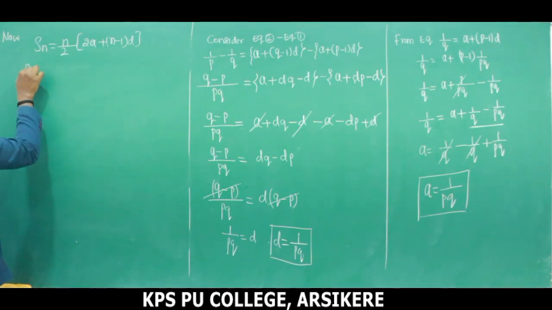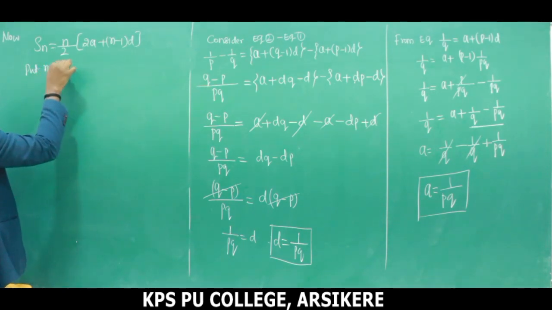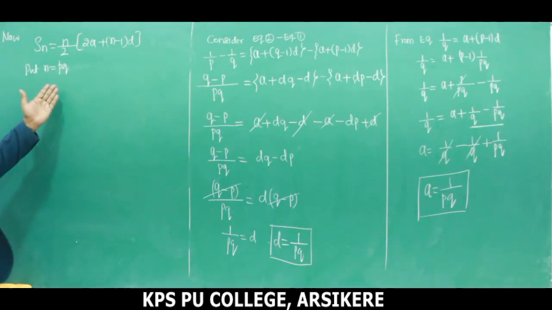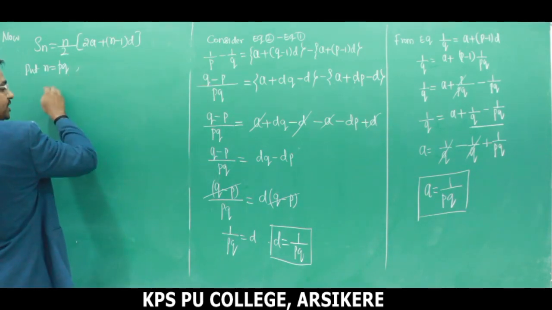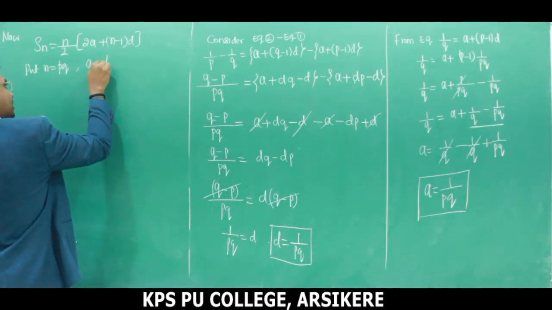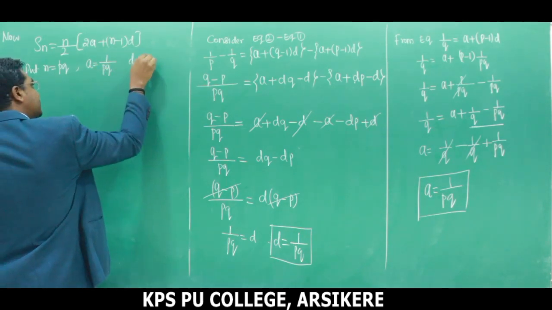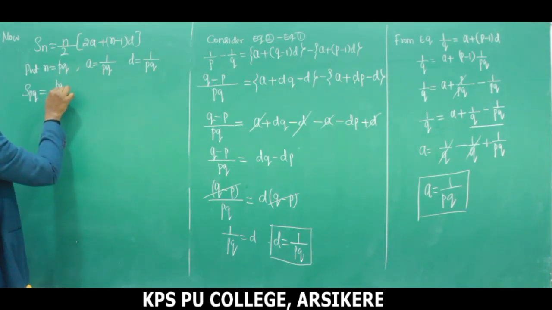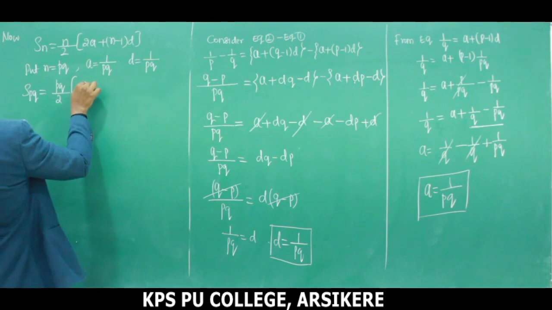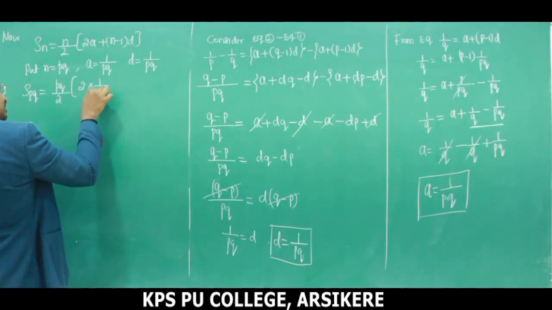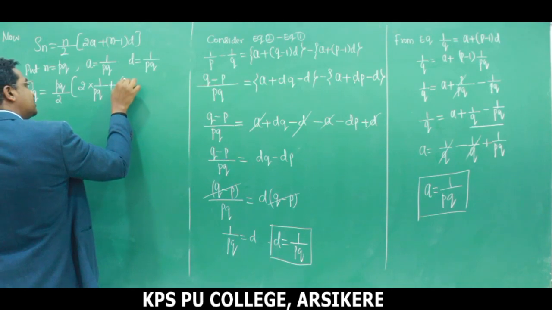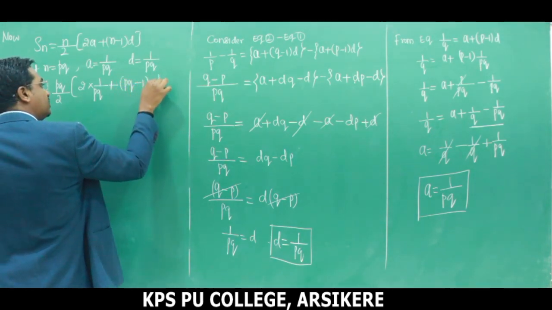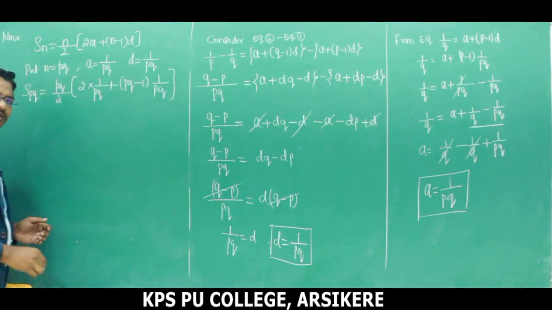Substitute n is equal to PQ. We need to find the sum of the first PQ terms. n is equal to PQ, a is equal to 1 divided by PQ and the common difference d is equal to 1 divided by PQ. Simplification: S_PQ is equal to PQ divided by 2 times 2 into 1 by PQ, that is a, plus PQ minus 1 into 1 divided by PQ. Next step is simplification.